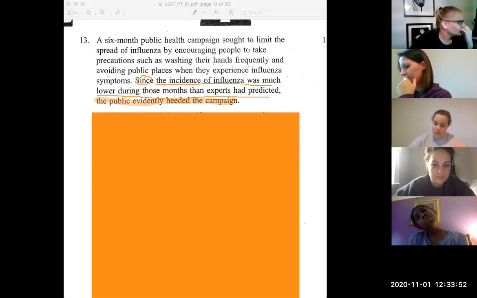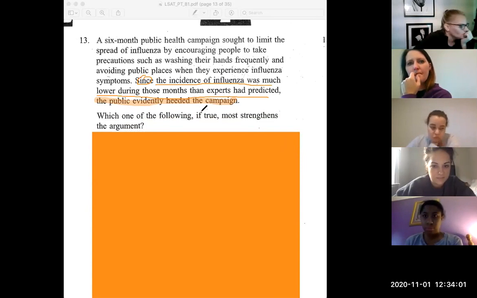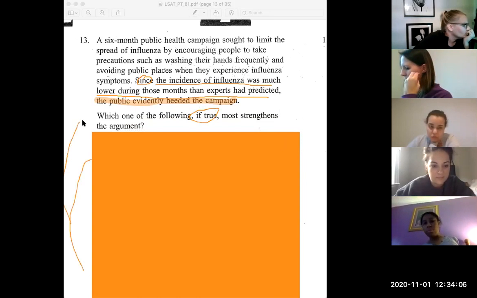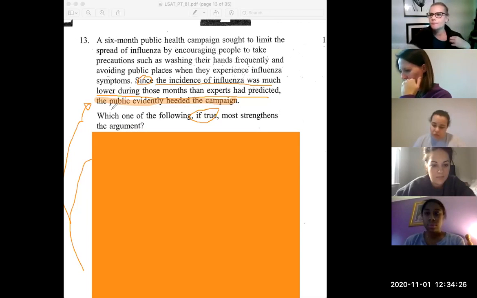Okay. So then, which of the following, if true, most strengthens the argument? So this is a strengthening question, so it's a bottom up. We're trying to strengthen this idea that the public followed the campaign. How can we go about strengthening it? Did anybody predict anything? I'll be honest, I'm very bad at predicting these. That's okay. We'll keep working on it because this is something that can really help you.